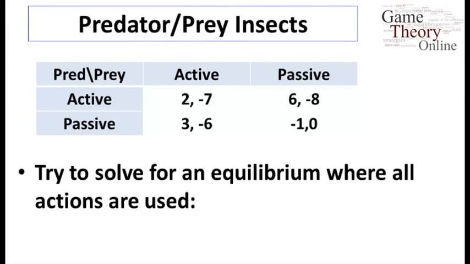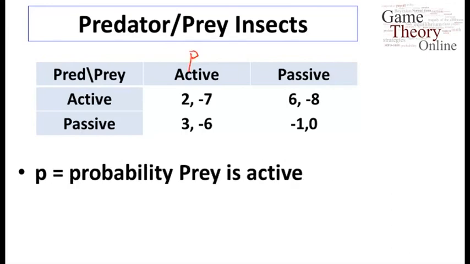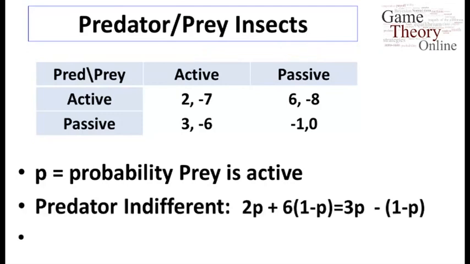So P is the probability that the prey is active. That means that there's a 1 minus P probability that the prey is passive. And so based on that, if we are assuming that the predator is going to use both active and passive in their randomization, then it has to be that those are both best responses to the P and 1 minus P of the prey. That means that the payoff to playing active has to be equal to the payoff of being passive.